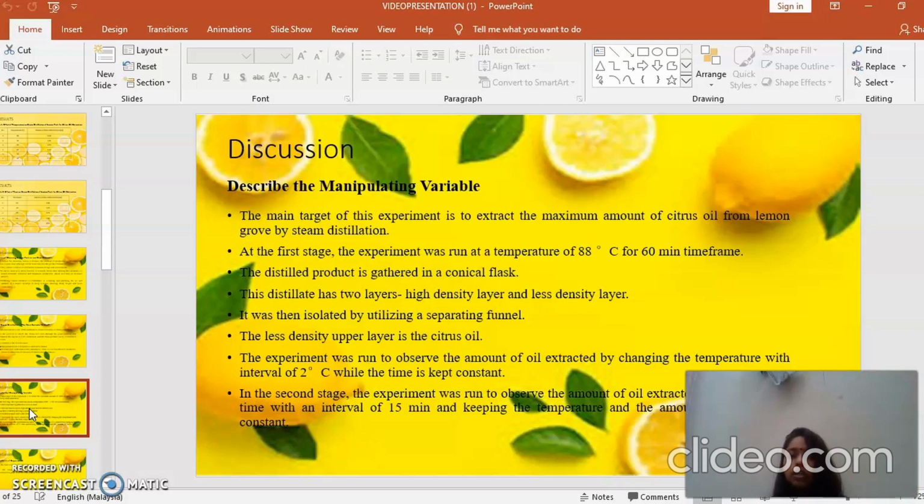The experiment was run to observe the amount of oil extracted by changing the temperature with interval of 2 degrees Celsius where the time is kept constant. And the same goes to when we do experiment about the effect of time in the volume of oil extracted from the lemon peel. In the second stage, the experiment was run to observe amount of oil extracted by changing the time with the interval of 15 minutes and keeping the temperature and the amount of lemon peel constant.